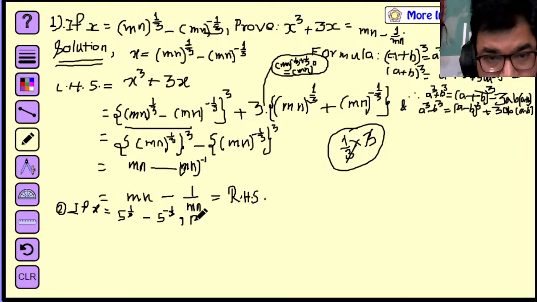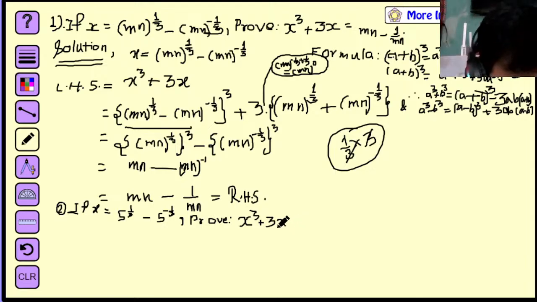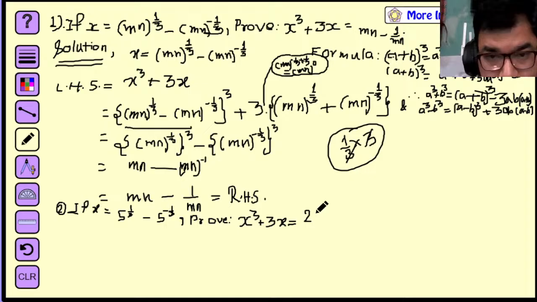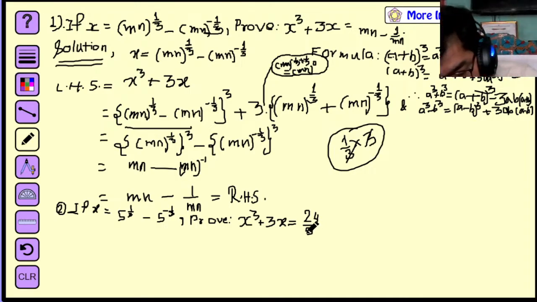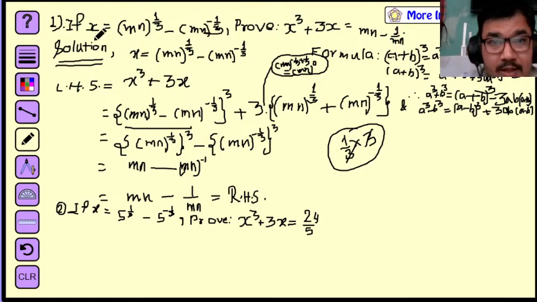prove, you have to prove here, x cube plus 3x equals to 24 by 5. Write like this, 24 by 5, okay, like this we have to do here. Okay, I have given this question to solve similarly, okay, as we have done in question number 1.